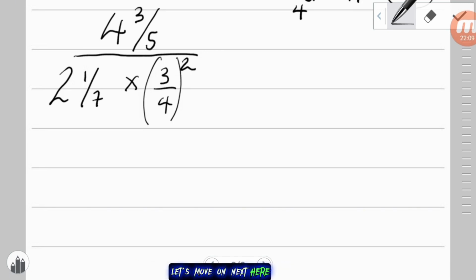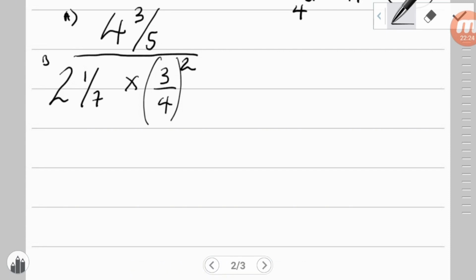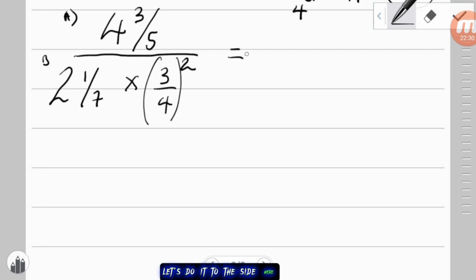Let's move on next here. Now, again, we have a two-part problem. But unlike the first examples, we don't really have much to simplify at the top. We only need to do a simple conversion. But of course, as recommended, let's do all the possible conversions that are required. Let's do it to the side here.